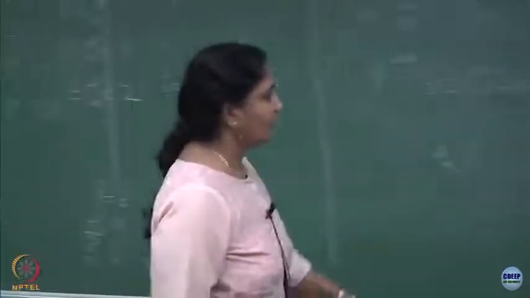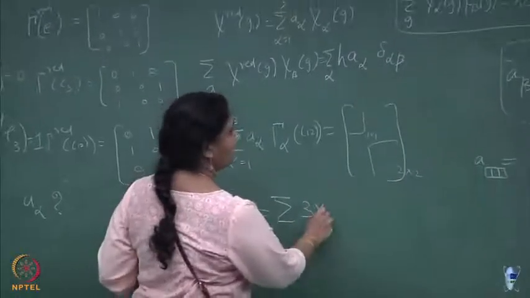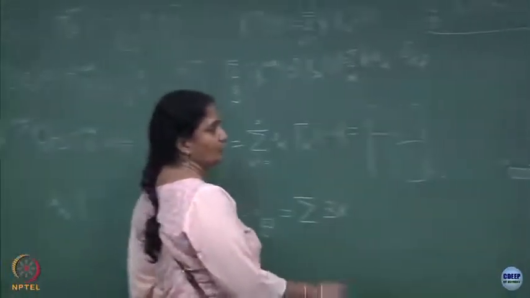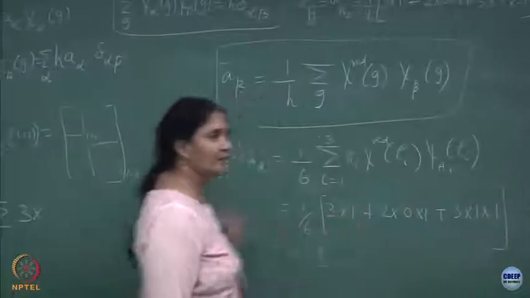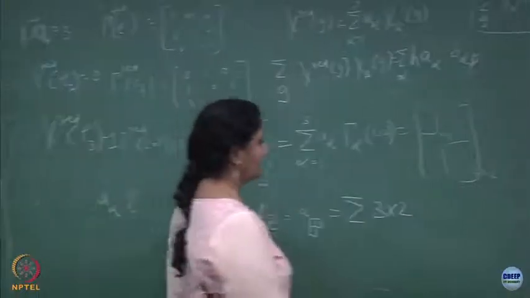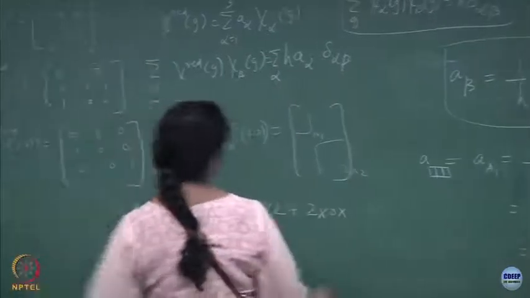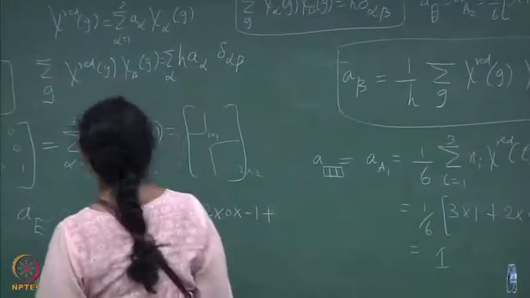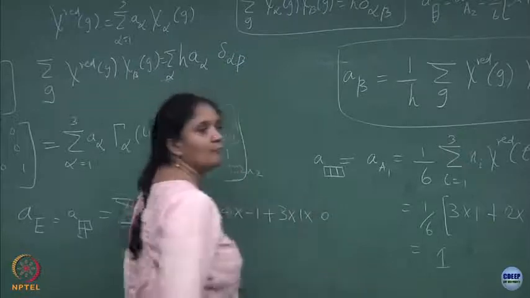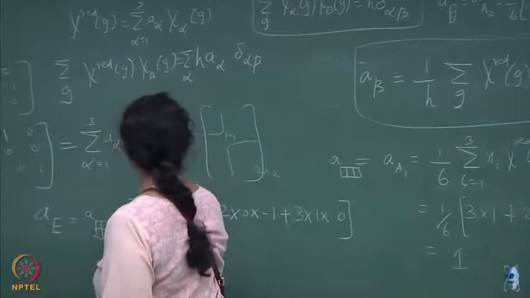Okay. So, can you work it out, this one? This will be 3 into E is 2, character of that is 2, right, E character is 2. Are you all with me? And then 2 into 0 into character is -1, and 3 into 1 into character is 0. What happens? 1/6.